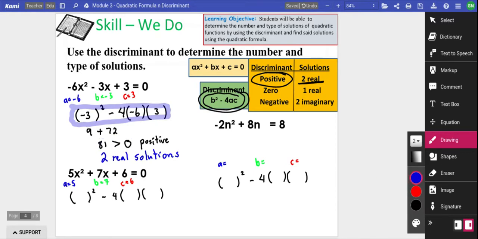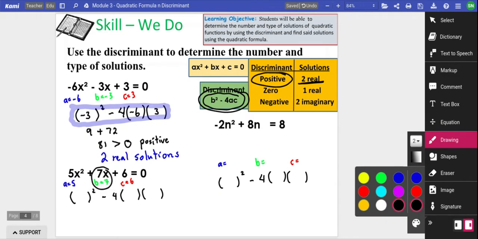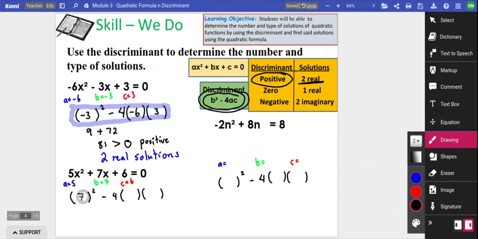Problem number 2. We'll do the same thing. We start with b equals 7, minus 4 times a, a is 5, times c is 6. 7 squared is 49. Then we multiply -4 times 5 times 6, and we get -120. 49 minus 120 is -71.